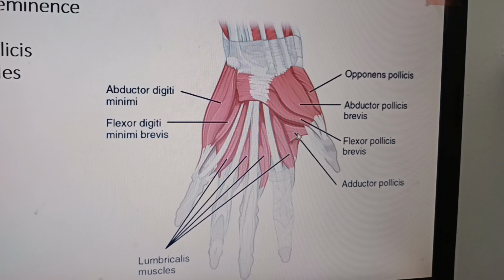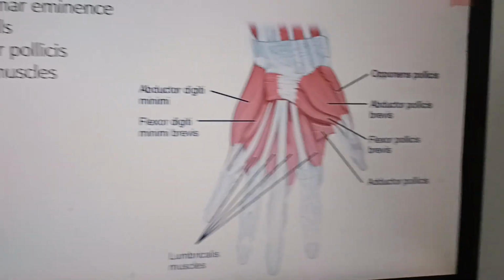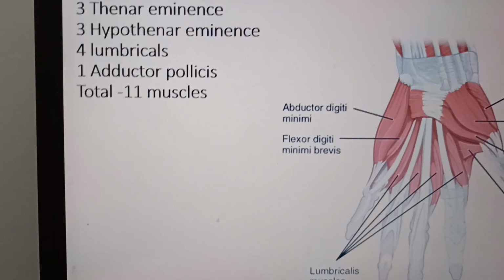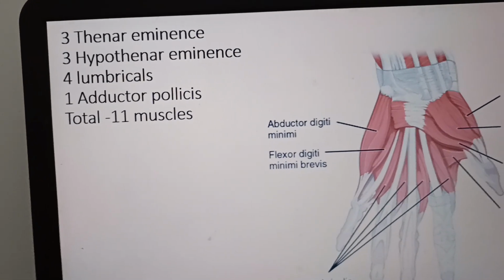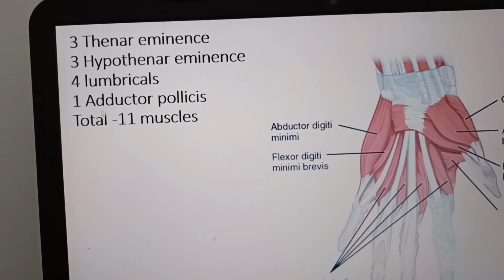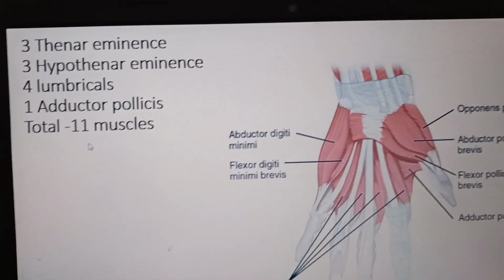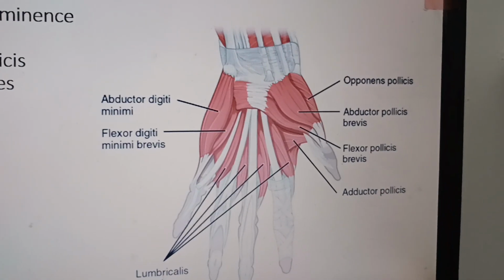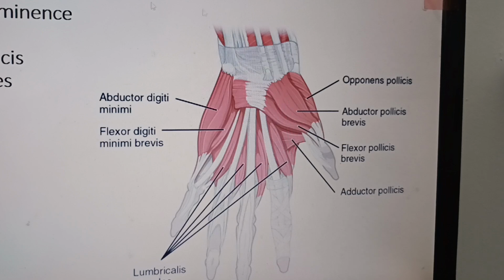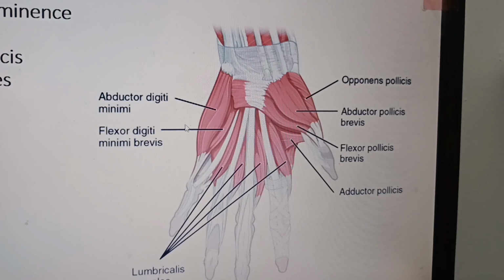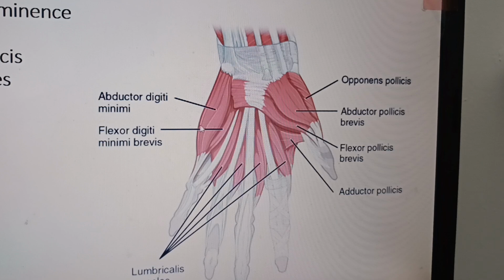Okay, so now let us see what the count of the muscles is. Here I am going back to the script again. Now we have a total of 11 muscles: 3 thenar, 3 hypothenar, 4 lumbricals and 1 adductor pollicis. Total of 11 muscles. Now in this we find it difficult to appreciate the opponens muscles, isn't it? Here you can hardly make out the opponens pollicis, and here the opponens digiti minimi is deep to this. So it is actually kind of hidden down.